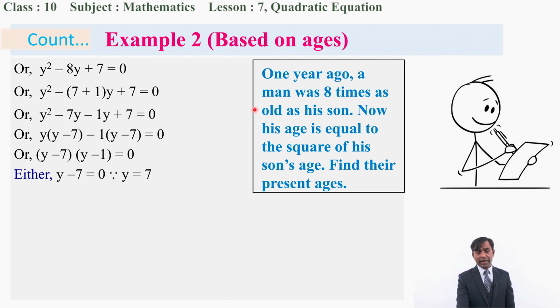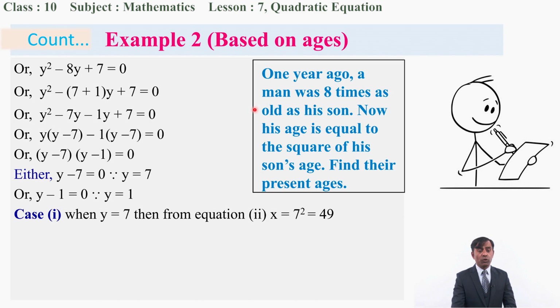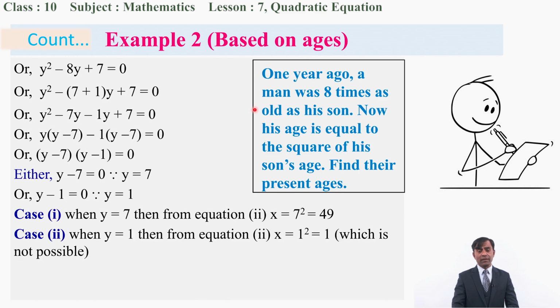Then either y minus 7 equals 0, which means y is equal to 7, and the other is y minus 1 equals 0, so y is equal to 1. Then let's go with the first case. When y is equal to 7, then from the second equation, the x value is 49. Second case, when y is equal to 1, then from the second equation, x is equal to 1, which is not possible. What does it mean? y is equal to 1 and x is equal to 1.